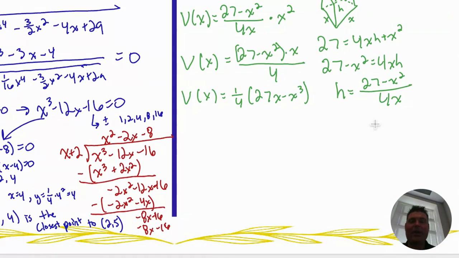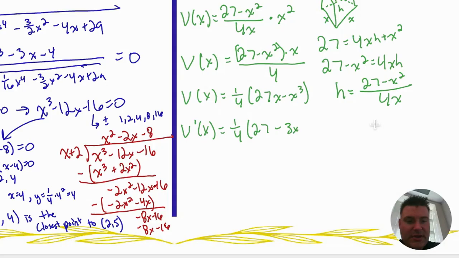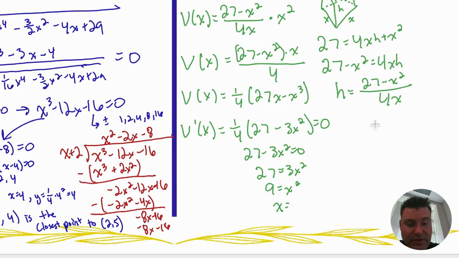And what I want to do right now is take that derivative, and we're going to set it equal to 0. So the derivative is going to be 1/4 times 27 minus 3x squared, and we're going to set that equal to 0. So we do want to solve for this. I'll multiply both sides by 4, get rid of that 1/4. I do have 27 minus 3x squared equal to 0. I'm going to move that negative 3x squared to the other side, divide both sides by 3, and we're going to get x to equal plus and minus 3, but since we are dealing with volume and geometry, we're just going to have a positive 3.